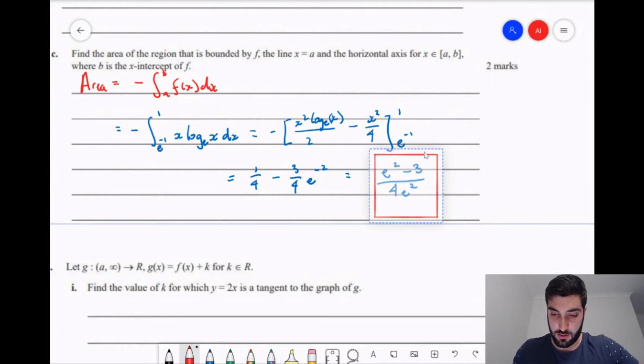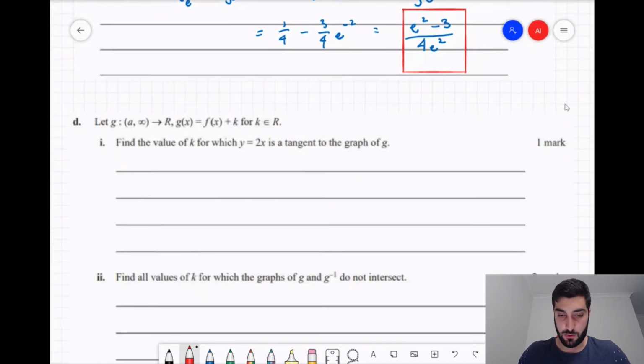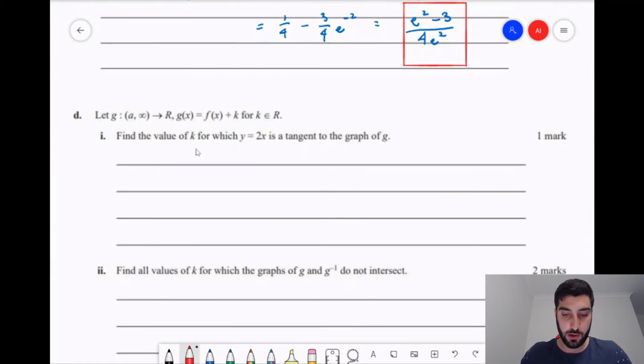Great. Okay, on to D, the final part of the final question. There's I and II for this. So find the value of k for which y is equal to x squared is tangent to the graph of g. And I missed this bit. G here, let g be defined as the function limited from a to infinity. So we're just looking at from that local minimum onwards. And it's a vertical translation up of k units that g of x is defined as.